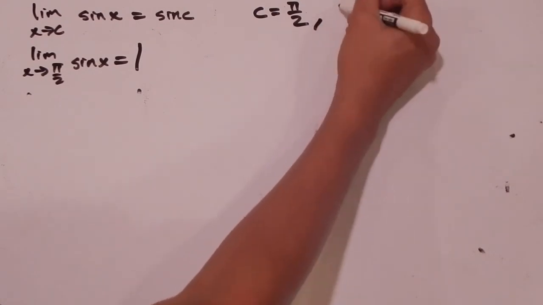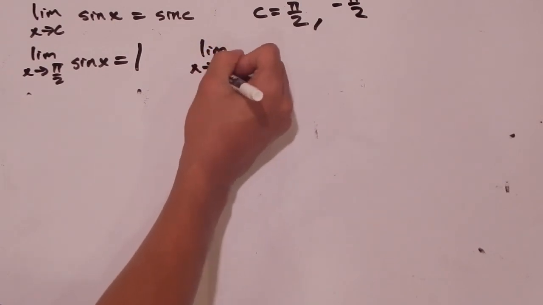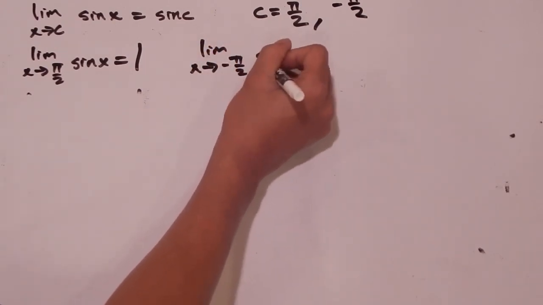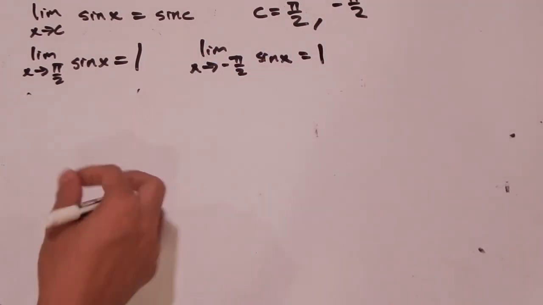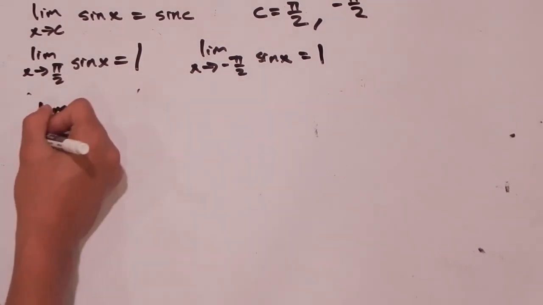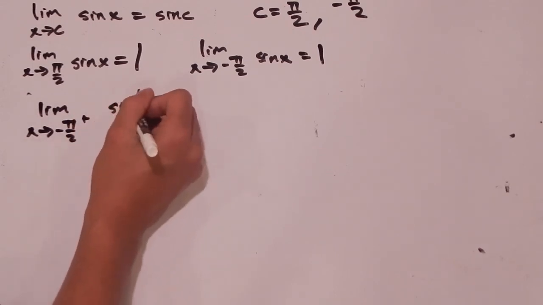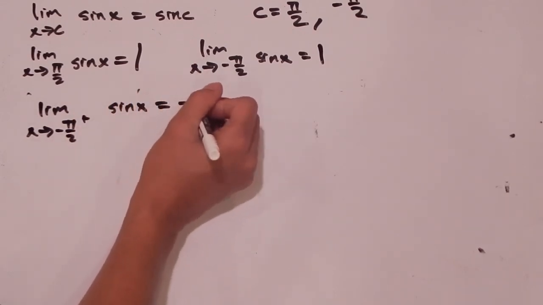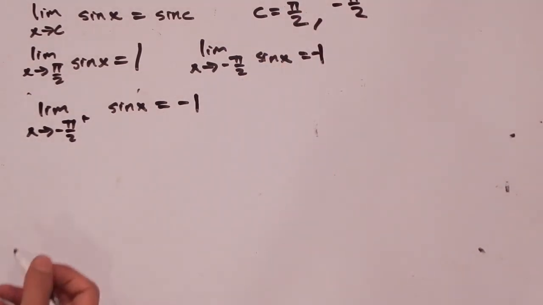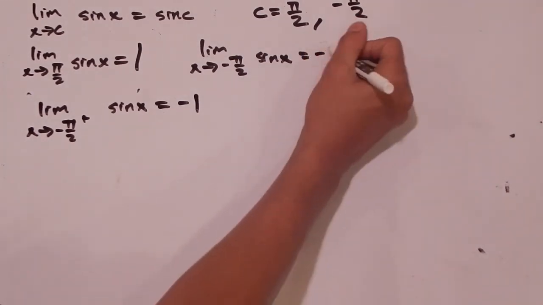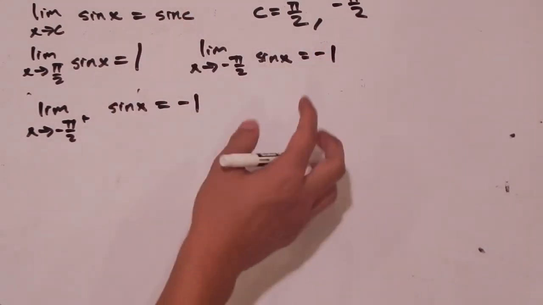Now let's see if we can prove it for when c is equal to negative pi over 2. So we're trying to prove that the limit as x goes to negative pi over 2 of sine of x is equal to negative 1. So let's go ahead and do that. We're going to look at the limit from the right again. X goes to negative pi over 2 from the right of sine of x, and we're going to say that this is equal to negative 1. So that shouldn't have been 1, it should have been negative 1. Why? We're trying to say that it's equal to sine of c, and sine of negative pi over 2 is negative 1, not 1.